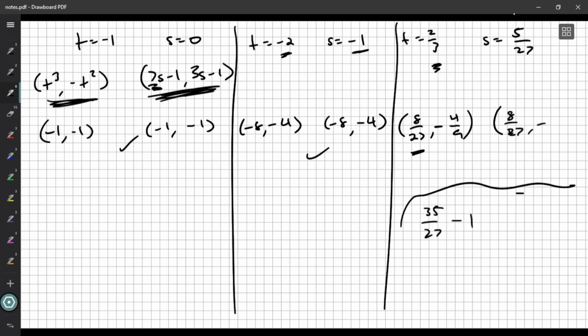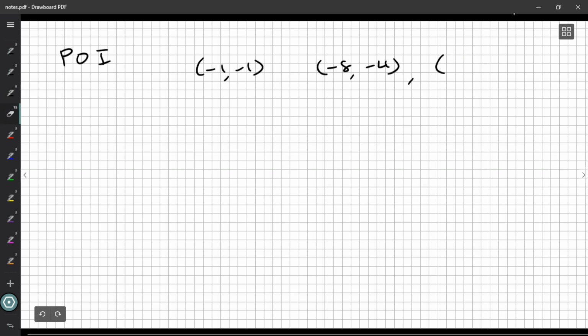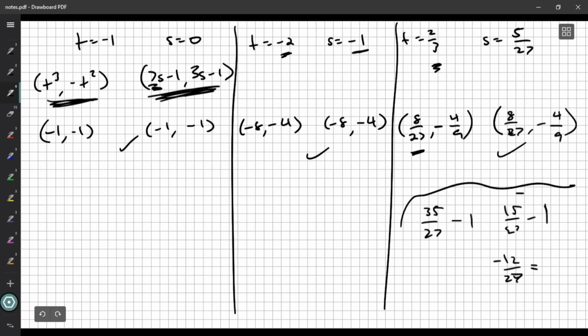And then, as I said, the last one should work. 15/27 minus 1. So that'll be 15 minus 27, -12. -12/27, divide both by 3, and you get -4/9. That one works as well. So the points of intersection are (-1, -1), (-8, -4), and the last one that we had a little bit of trouble with, (8/27, -4/9).